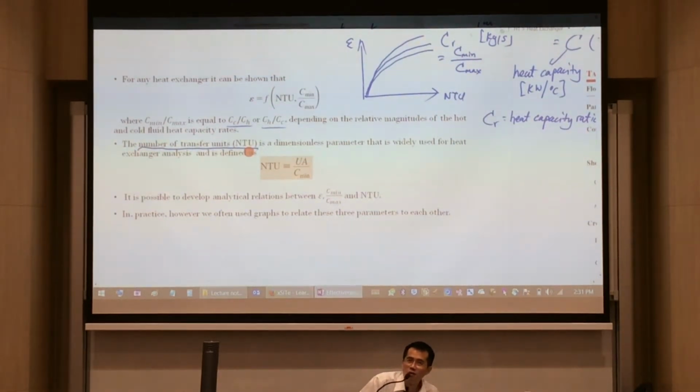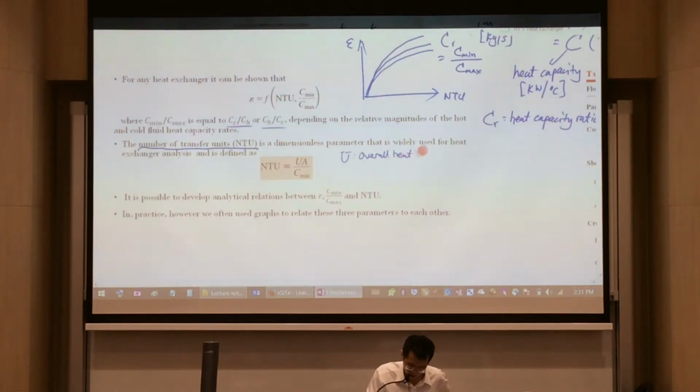It's the number of transfer units in this module. What sort of number is the number of transfer units? Actually, NTU is equal to capital letter U, A, divided by C min. We would have seen C min before, right?